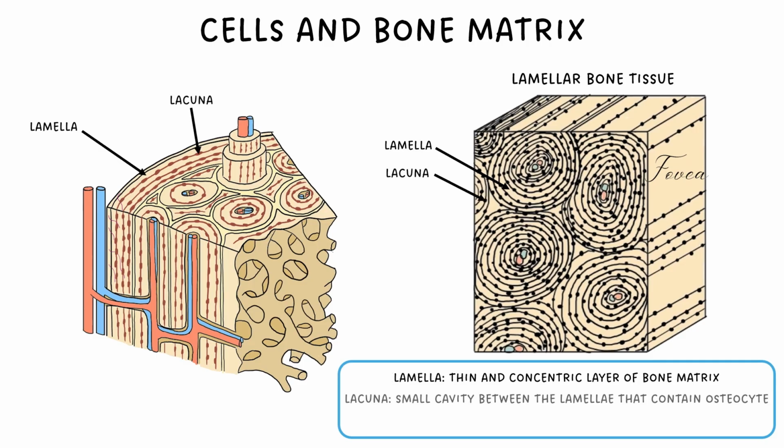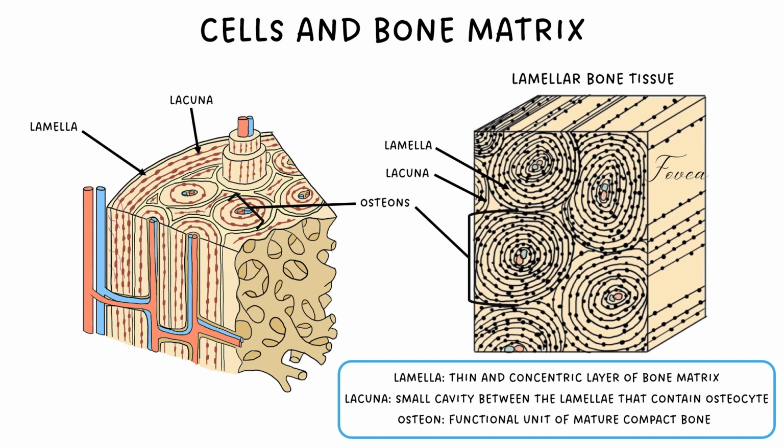The functional unit of mature compact bone is the osteon or Haversian system, composed of concentric layers of lamellae forming parallel columns around a central canal, the Haversian canal, which runs along the long axis of long bones. This canal contains blood vessels that vascularize the osteoid.